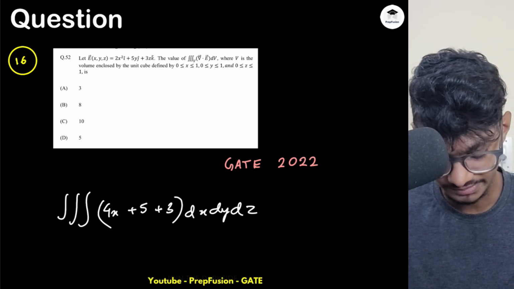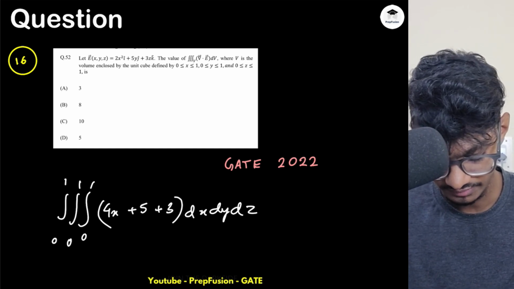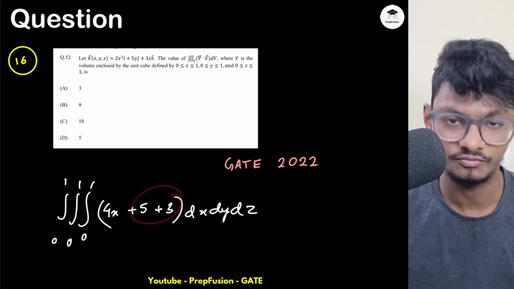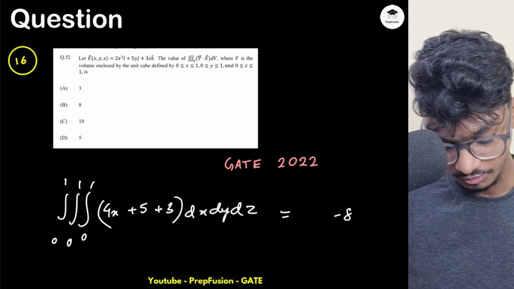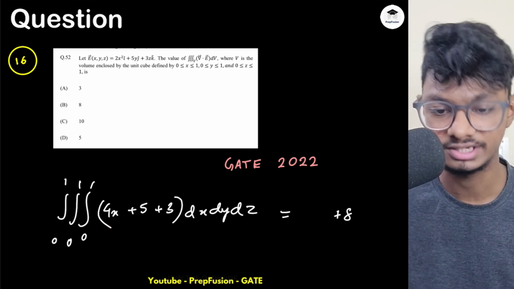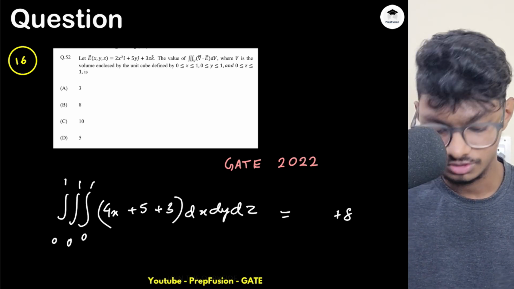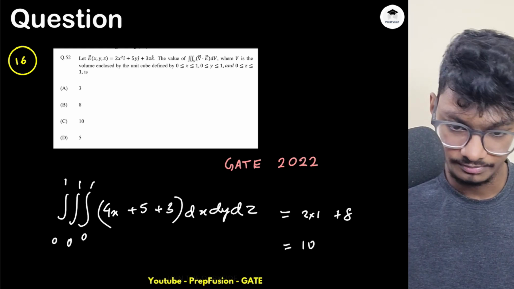dv can be expressed as dx dy dz, and x is varying from 0 to 1, y from 0 to 1, z from 0 to 1. So this becomes simple. This is like 8 times the volume of a unit cube, plus, what is this? This is 4x dx, right? So it will be x square by 2, so this becomes 2x square, going from 0 to 1. So this will be 2 times 1. Okay, so this will become 10.